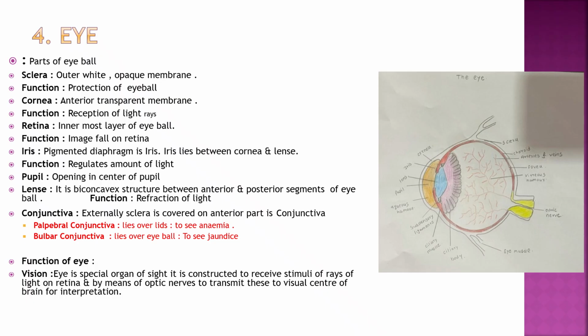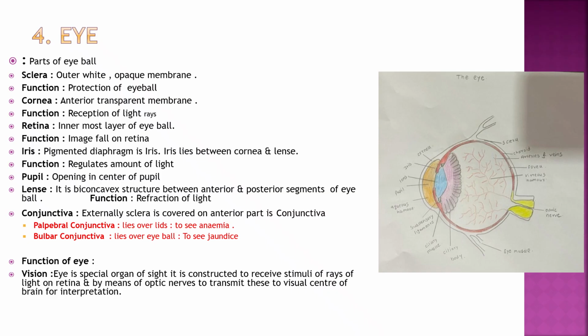The eye parts are mainly: the outermost covering is called the sclera, whose function is mainly protection of the eyeball. Then the cornea, an anterior transparent membrane mainly for the reception of light rays, that is vision. Then the last portion is the retina, the innermost layer, and the image falls on the retina and the complete vision is because of the retina. The iris is a pigmented diaphragm which lies between the cornea and lens, and it functions to regulate the amount of light.